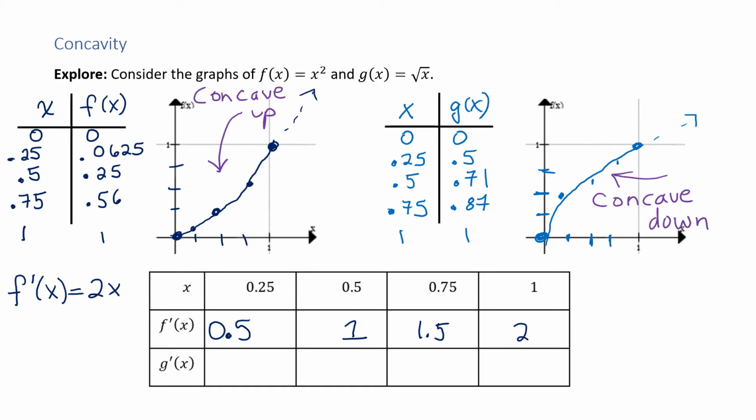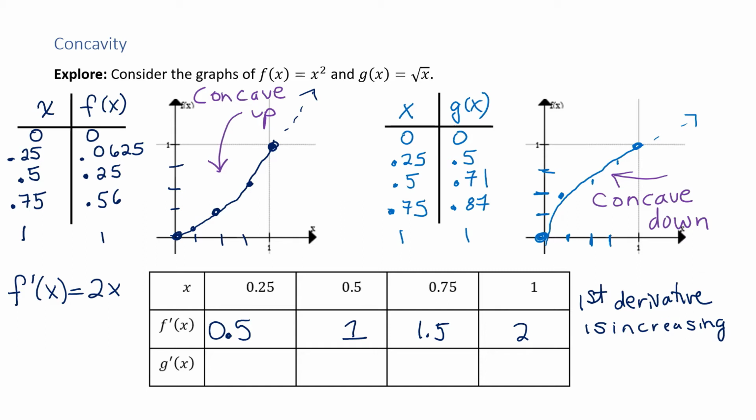Notice here that the first derivative values are positive: 0.5, 1, 1.5, and 2. So now we're also looking at the numbers. The fact that they're positive tells us that the function increases, but the other thing to notice is that the particular derivative values, the first derivative, is increasing. Concave up, first derivative is increasing.